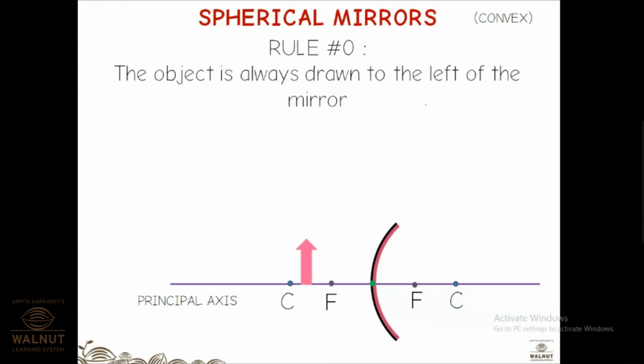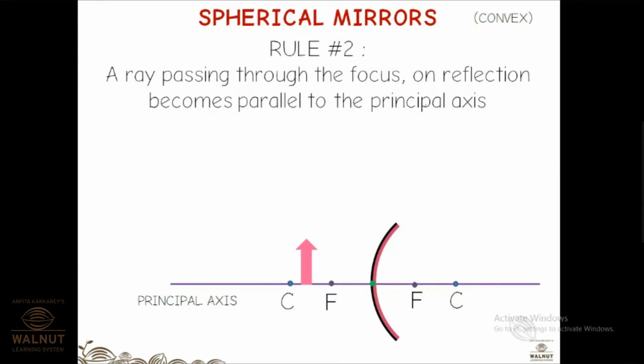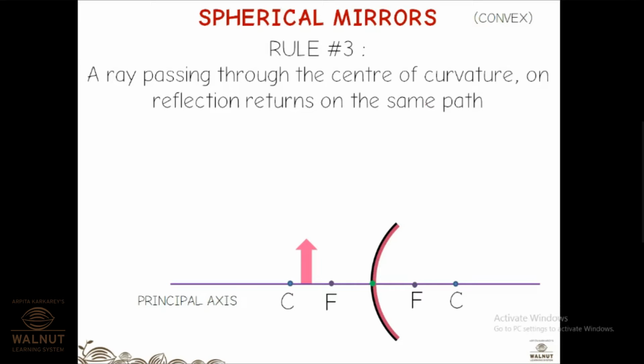What are the rules again? The object is always drawn to the left of the mirror. Rule 1, ray parallel to the principal axis on reflection passes through the focus, as you can see here. Rule 2, ray passing through the focus on reflection becomes parallel to the principal axis. Rule 3, ray passing through the center of curvature on reflection returns on the same path.